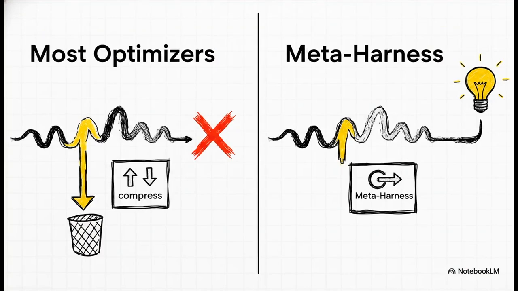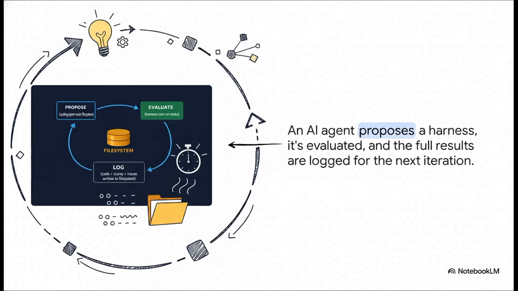So the researchers behind this had a really key insight. Most of the optimizers out there, they're fine at telling you that something failed. They spit out a score. But in the process, they compress all the feedback and they throw away the most important signal you could possibly have: why it failed. MetaHarness is totally different. It does not compress. It keeps everything. And the process is so simple and elegant.